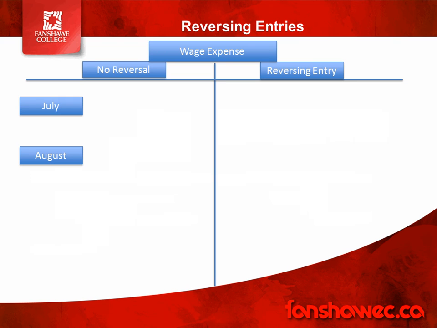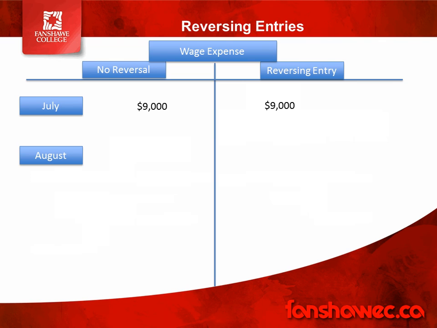Let's take a look and compare the two side by side. We've got wage expense. On the left side, there's the situation where we had no reversal. On the right side is where we reversed the entry. So in July, if you remember, in both situations, we did a $9,000 accrual. So in our wage expense account, we had $9,000. Perfect mirror images. That's exactly what happened, right?